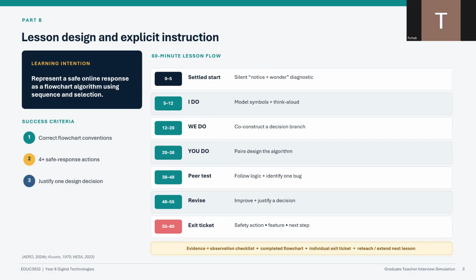The students finish with an individual exit ticket: identify one safe action or one flowchart feature and one improvement that they can make. My evidence is the observation checklist, the completed algorithm, and the ticket. If many students misuse decision branches, I will reteach with worked examples. And if the technical structure is secure but safety actions are weak, the next lesson will revisit e-safety reporting pathways.